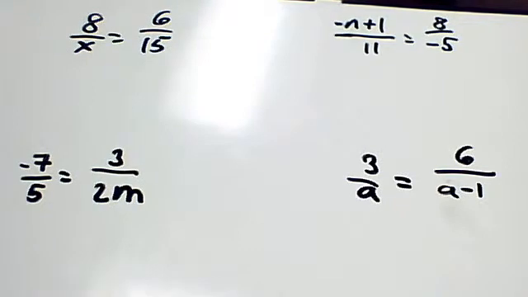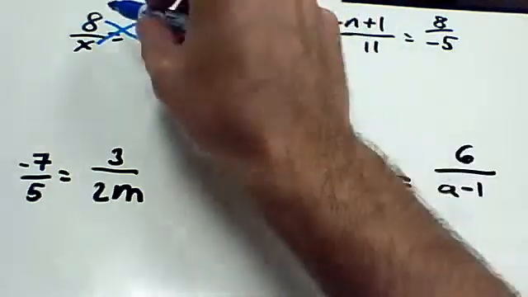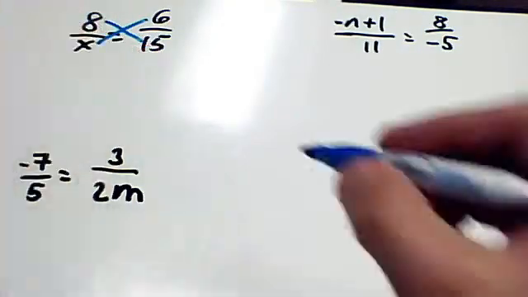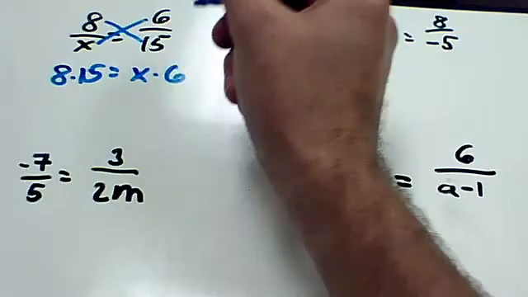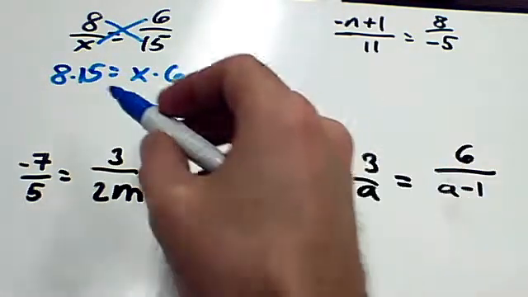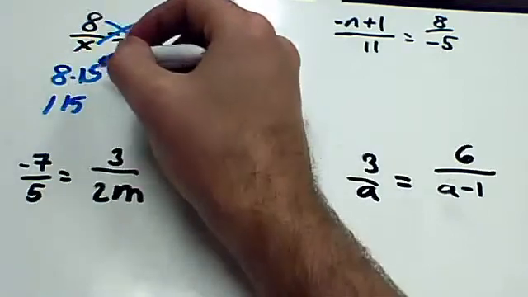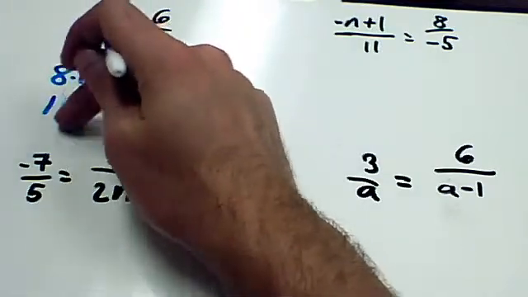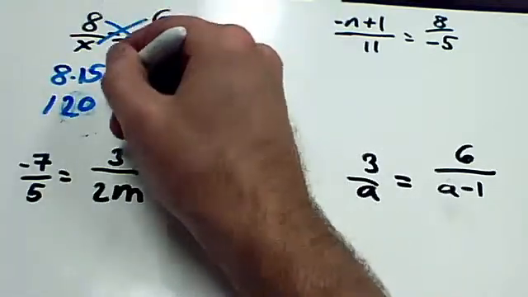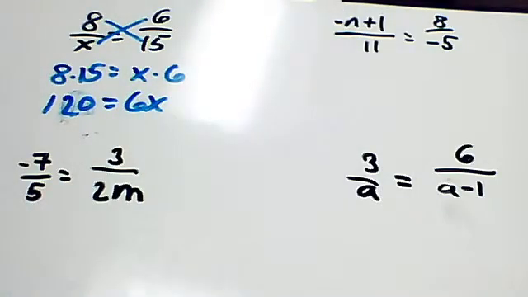Okay, so when we're cross multiplying or using the cross product, all we're doing is multiplying cross values. So 8 times 15 is equal to x times 6. In which case, you can simplify that down. 8 times 15 is 115, I think. Let's see, that's 80 and 35. Yeah, so 115. Or, excuse me, 80 and 40. So this is actually 120. So 120 is equal to x times 6, and that's normally written as 6x. And then you can solve for x.